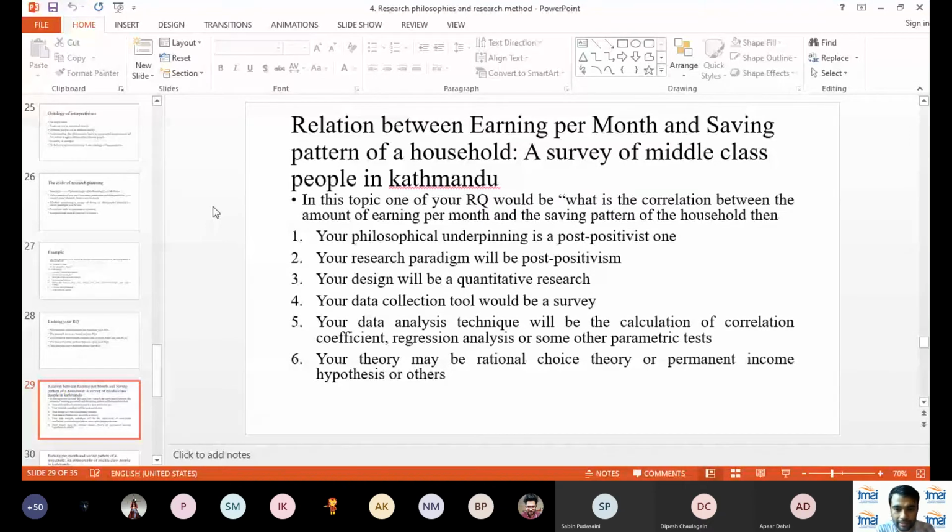What we need to understand is, if the research question is what, you are mostly going to focus on positivism or post-positivism. Because what is the correlation between earning amount per month and saving pattern of the household? That is finding the relation between cause and effect. Okay, this is focusing on cause and effect. And when you say cause and effect, there are dependent and independent variables, and you might encounter that while you study. There is a dependent and independent variable in this context.